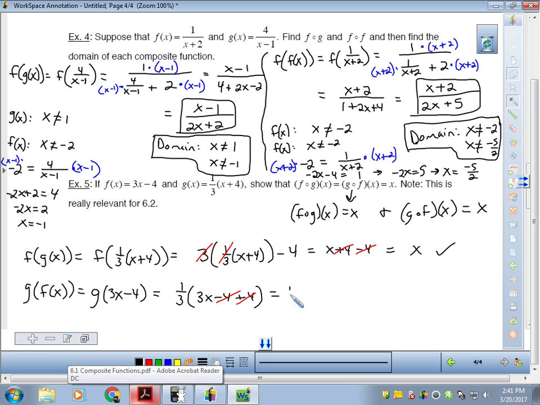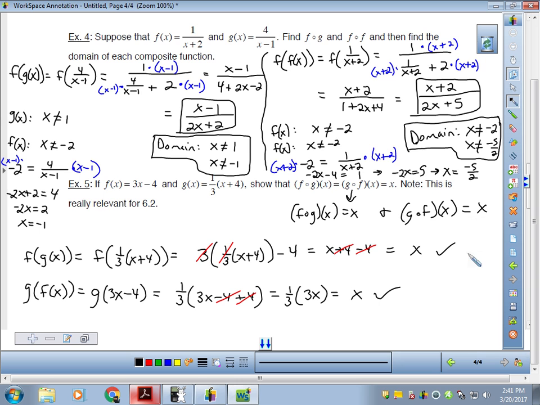So we really just have 1/3 times 3x. And 1/3 times 3x gives us just x. So there we go. We proved that they both equal just x. That this composition equals x, and this composition equals x.